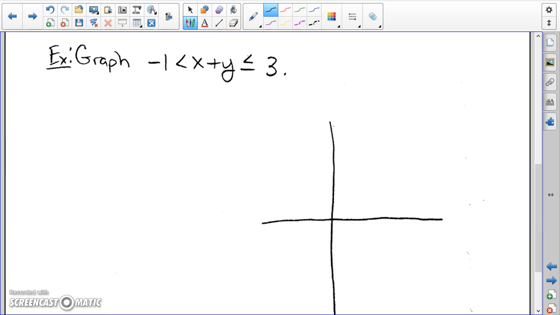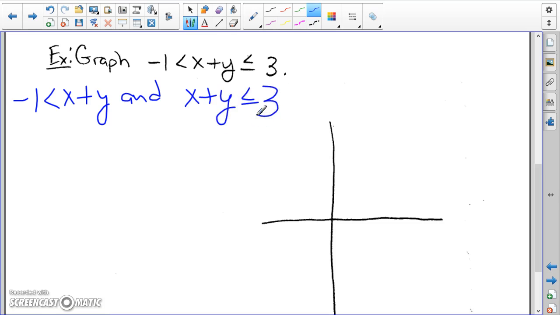Alright, so how do you handle a double inequality like this? Well, just break it up. So what we're going to do is write down two different inequalities that we're going to be graphing. -1 is less than x plus y, and x plus y less than or equal to 3. So we just have to solve those two inequalities, and then graph each one, and then we'll actually just shade where they both occur. Alright, so let's get the left one, y by itself first.